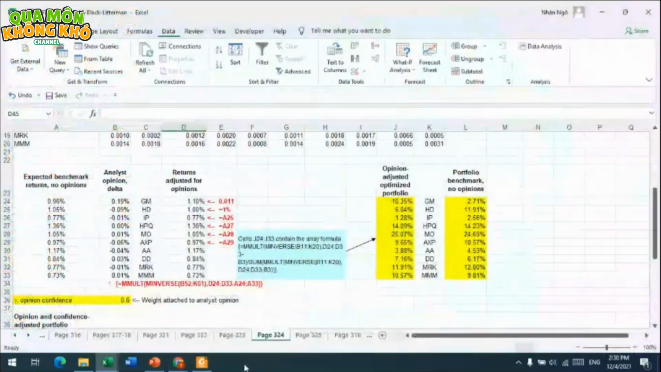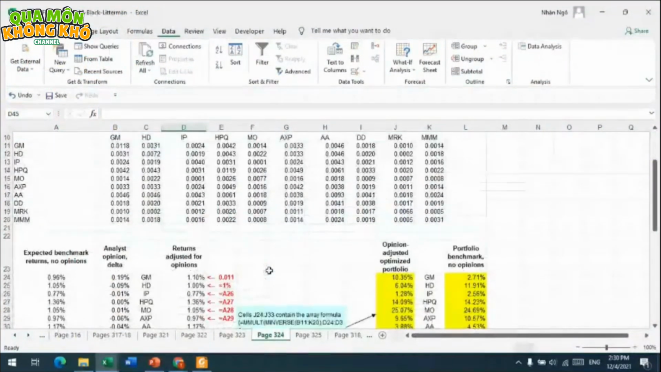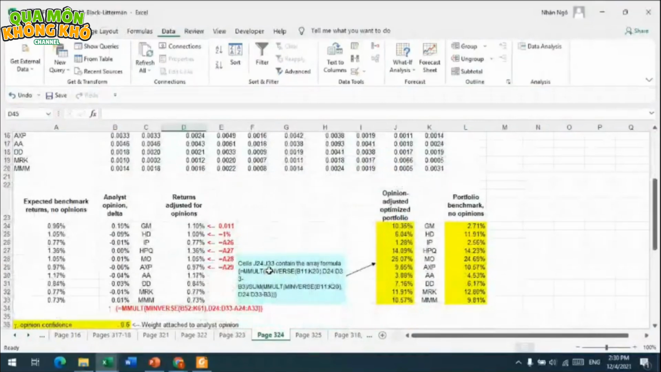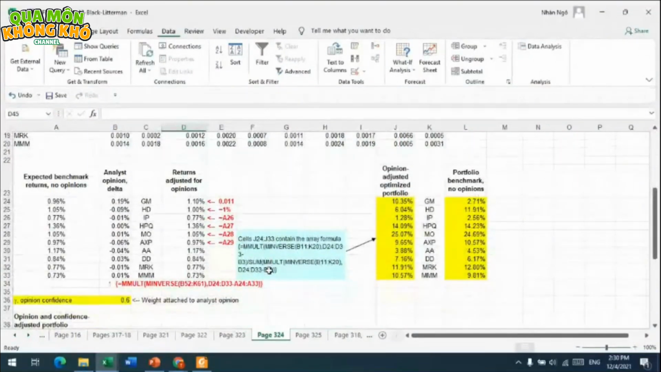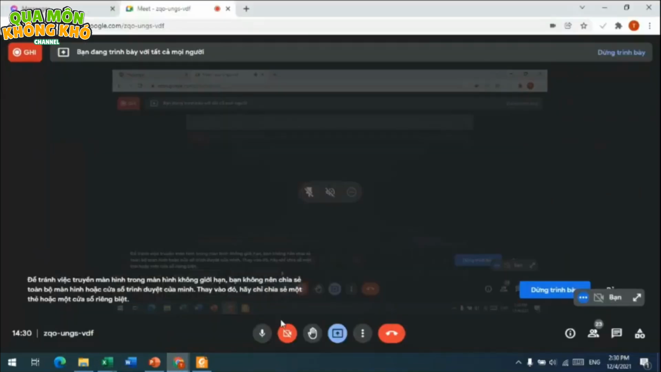So if there is no question, I will move to the last part, where we will use the Black-Litterman approach for international asset allocation, which will be presented by Trâm Anh. So welcome to Trâm Anh, to move to the last part of today.